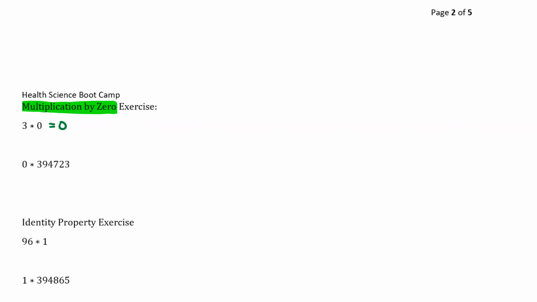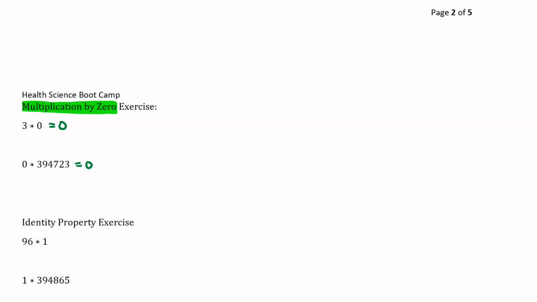And 0 times 394,723 will also be 0, because what that represents is you have 0 rows with 394,723 pennies. You have no rows, so there's no pennies.